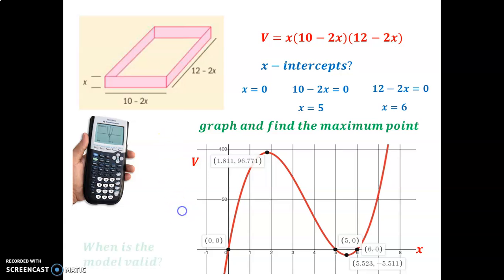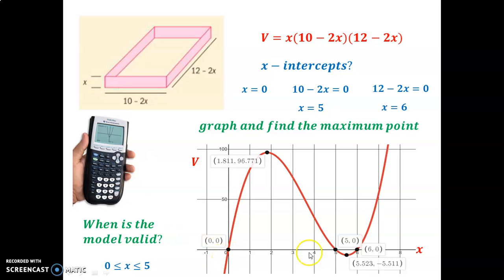Okay, next question. When is the model valid? In other words, is this model always valid for the volume of this box? Okay, this question is a little trickier. No, it's not always valid. It's only valid between 0 and 5. That means x values can only be between 0 and 5. And that makes sense here because we can have 0 height here, sure.